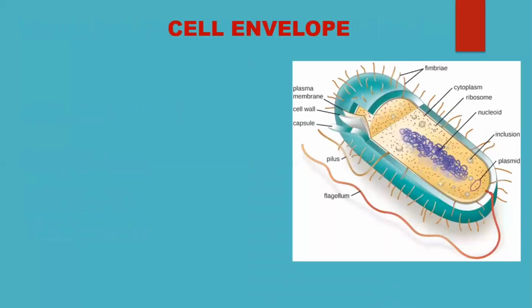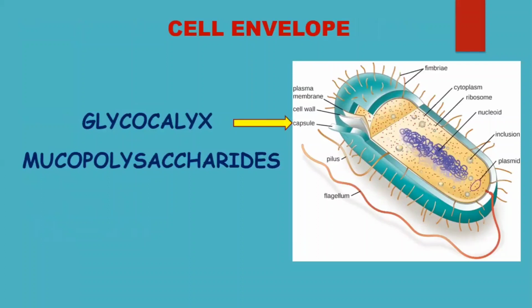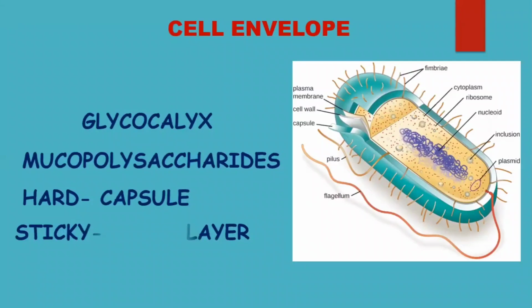First, I am starting with the cell envelope. In the cell envelope also I am starting with the outer layer. The outer layer is called glycocalyx. Glycocalyx is made up of mucopolysaccharide. Polysaccharide is carbohydrate. Remember, this is associated with mucus. We commonly find it. Mucopolysaccharide. Now remember, if the glycocalyx layer is hard, then it is called a capsule. So looking at the diagram, I have labeled the capsule, so I can easily say that it will be a hard layer. Sometimes this glycocalyx layer is sticky, then it is called a slime layer.